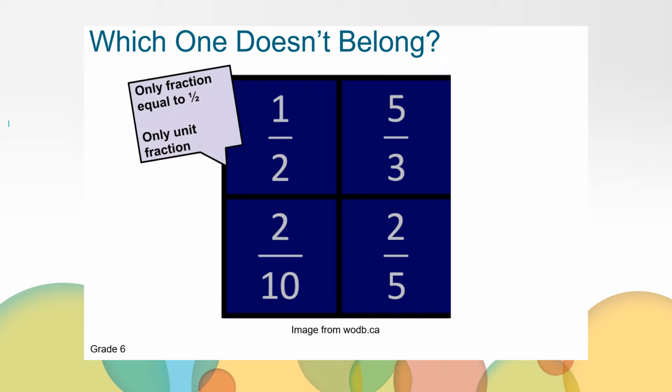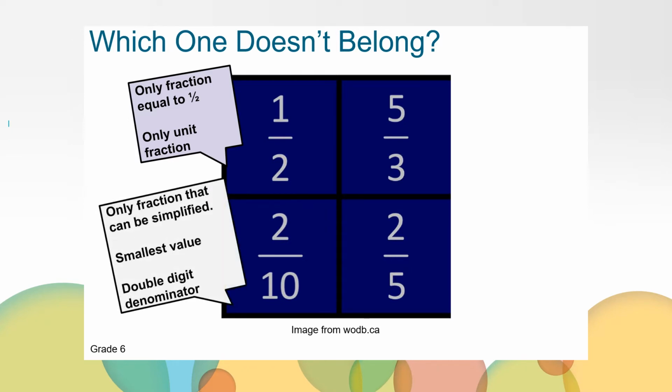You may be thinking 1/2 doesn't belong because it's the only fraction equal to 1/2, and it's the only unit fraction. A unit fraction is any fraction with 1 in the numerator. Or maybe you thought 2/10 doesn't belong because it's the only fraction that can be simplified to 1/5. You also may have been thinking that this fraction has the smallest value. Or maybe you noticed that this fraction is the only fraction that has a double-digit denominator.